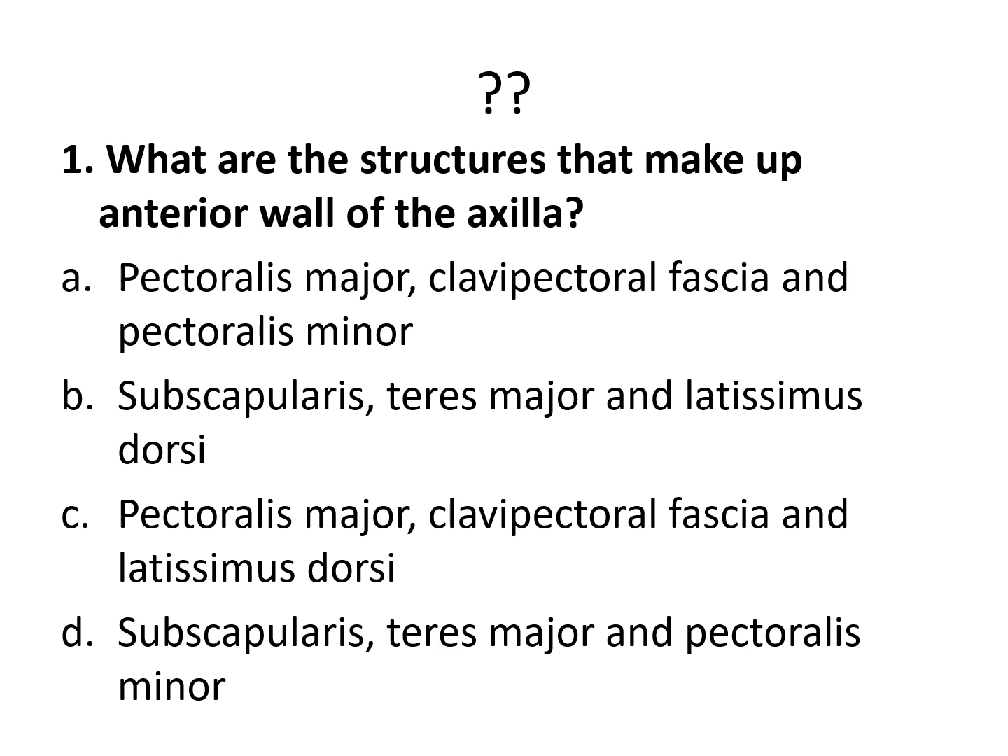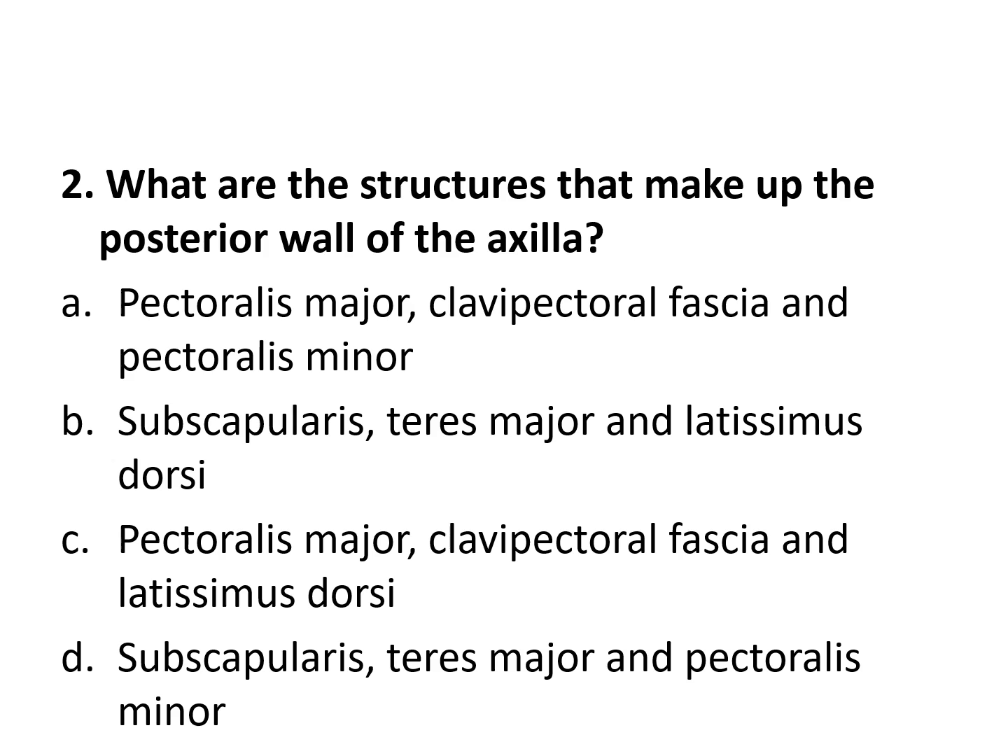Remember, we have 4 walls with an apex and a base, so we have 6 boundaries. So what are the structures that make up the anterior? We say the anterior is facing you, what you can see when you get into the axilla. The one in front is as simple as that. Okay, the answer is A: P major, clavipectoral fascia, and P minor.